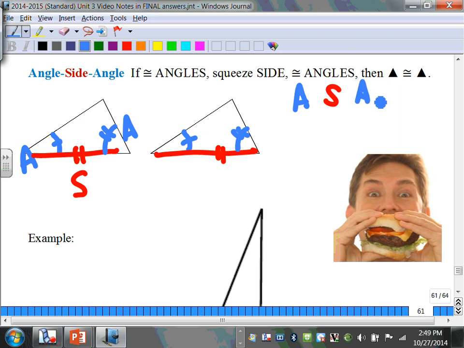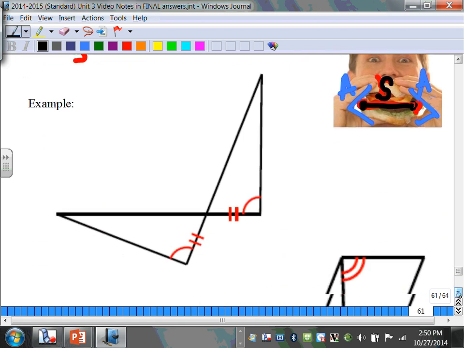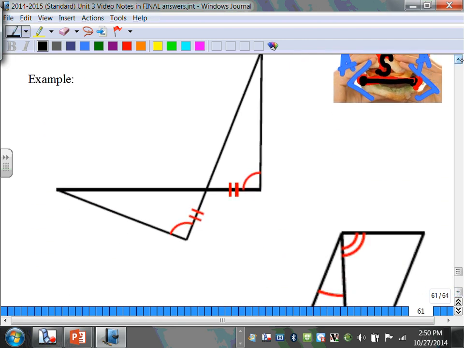Now, I call this the hamburger. The reason why is because if you're holding a hamburger, it looks to me like I have two angles with a hamburger patty in between. That's why it's called angle, side, angle. Can you visualize that? Your hands are angles with a side sandwiched between. So that side is like that hamburger patty. Let me give you an example of this. So that's called the hamburger. I'll give you two examples.